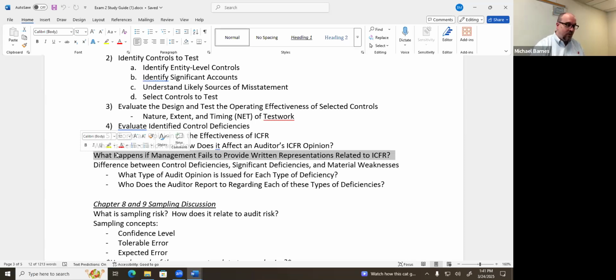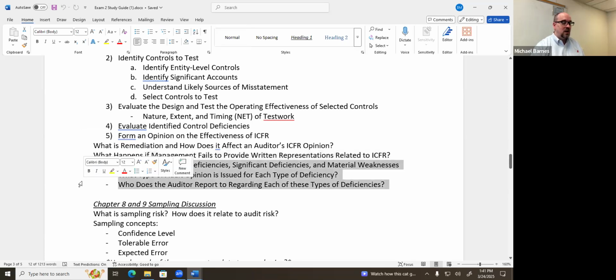All right, something that I will very likely ask questions on, if not multiple questions, is this section right here, okay? What is the difference between control deficiencies, significant deficiencies, and material weaknesses? At the very base level, you should know the difference between those 3 concepts. You should understand what constitutes a control deficiency, a significant deficiency, and a material weakness. Additionally, you should know what type of audit opinion is issued for each type of deficiency. So let's talk about that real quick. If I only have control deficiencies, what type of opinion do I issue?